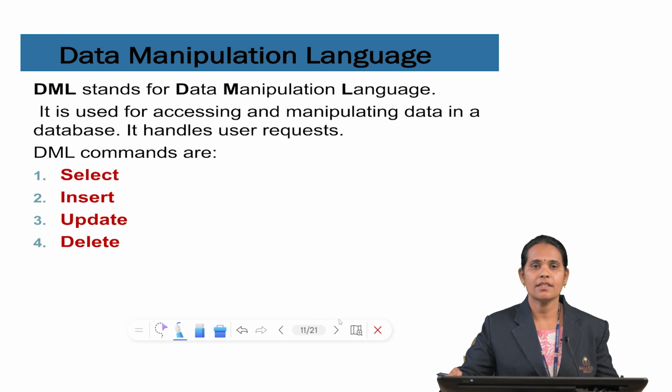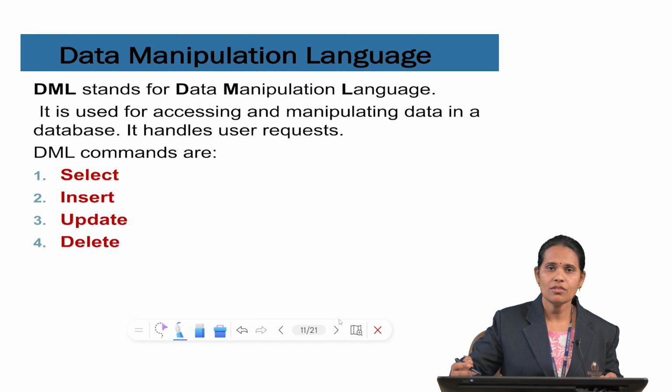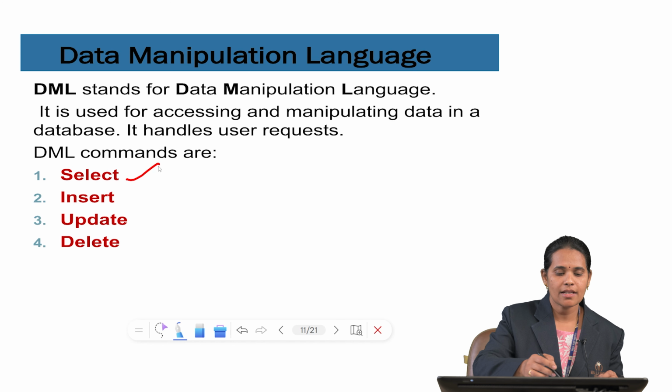The next type is DML. DML stands for Data Manipulation Language. This data manipulation language is used for accessing and manipulating data in a database. It handles user requests. Whenever we need to interact with the database, we can do so with the help of these DML commands. The commands are select, insert, update and delete.